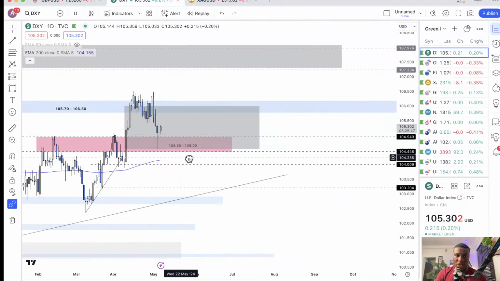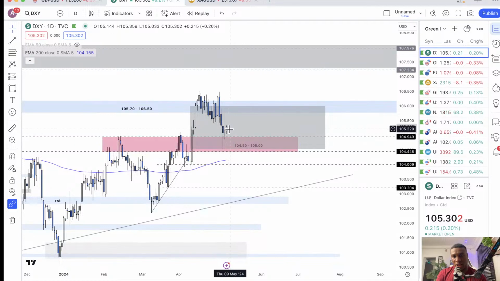For this support area that we have down here, why is it important to us? If we have a break below this support, it's also going to be a break below the 200 period moving average on the daily time frame on the dollar index. If that break is sustained, we're going to see the dollar index head all the way down to this trend line and this key level as well.